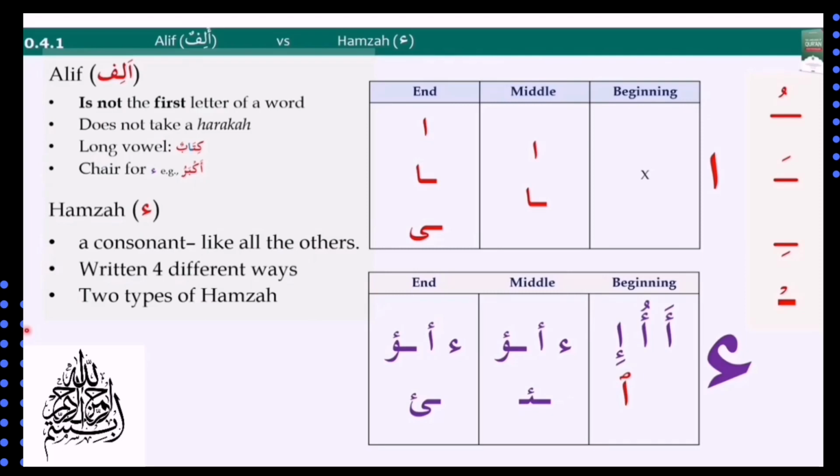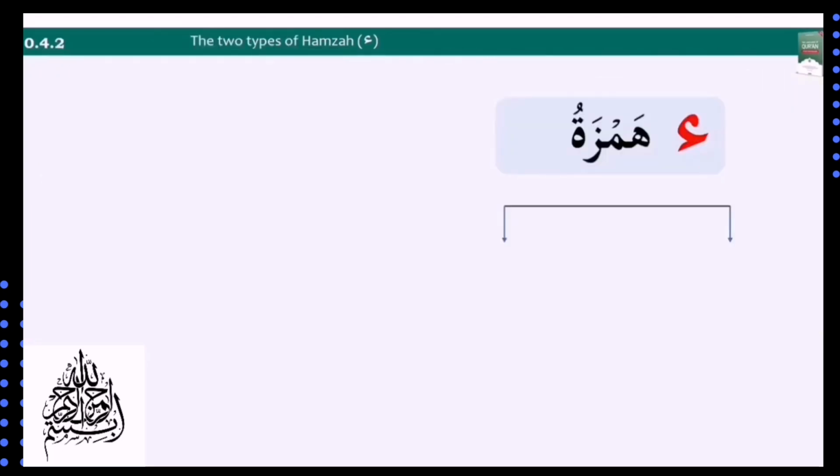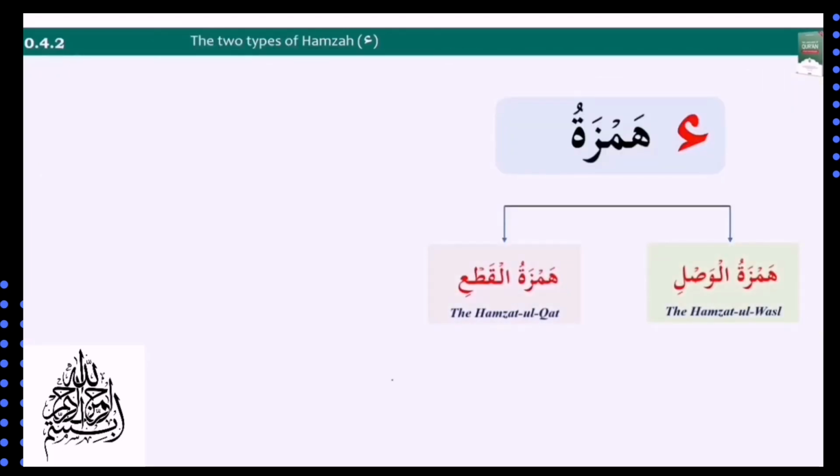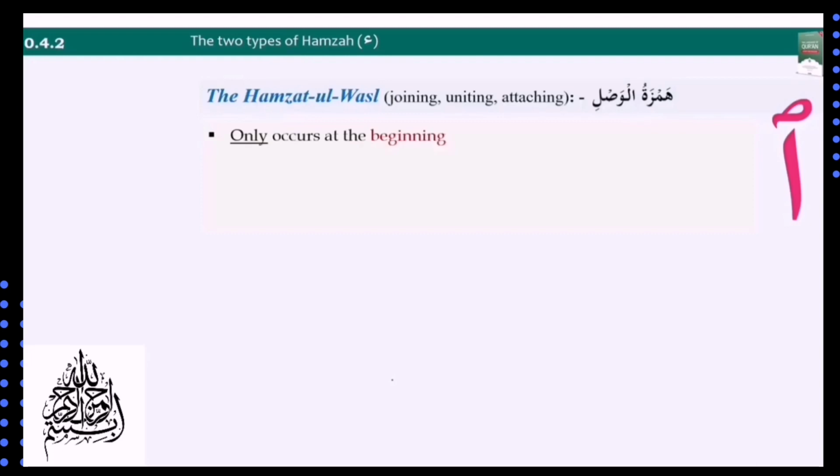So there are 2 types of Hamza in Arabic. One is called Hamzatul Wasl, the other is called Hamzatul Qat'. Now Hamzatul Wasl only appears at the beginning of a word. You will never see it in the middle or the end. So this is the symbol again, which you'll see in some Quranic script, which is like a sword-like symbol written at the top of an Alif. So this is Hamzatul Wasl.